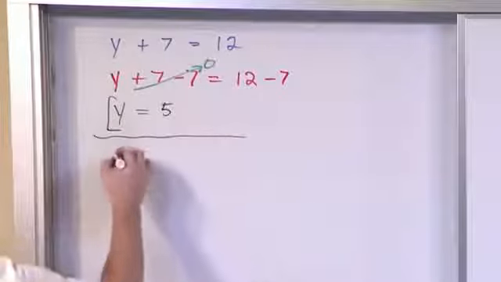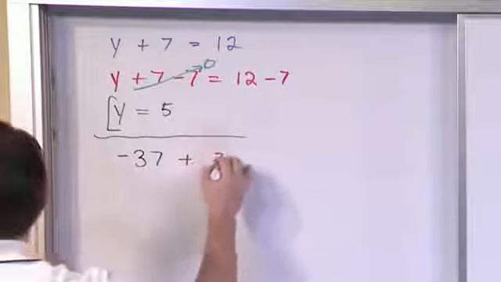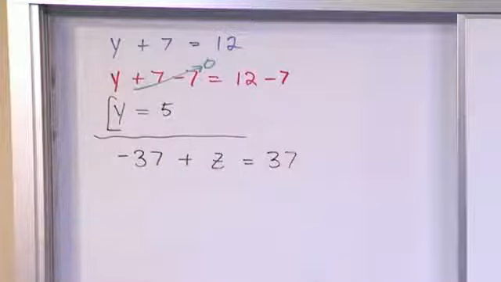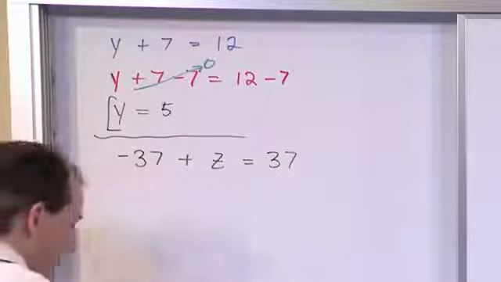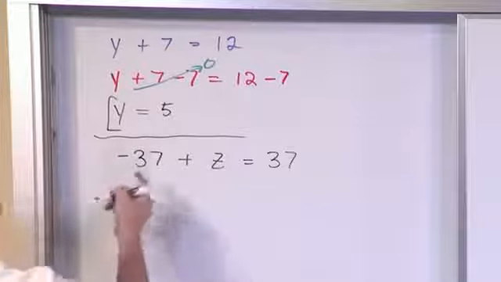All right, what if we have something a little bigger? Negative 37 plus z is equal to 37. How do we solve for z? We're trying to find out what this is equal to. Now we have this 37, this negative 37 sitting over here. We don't like that. The only way we can really get rid of it is to do the opposite.